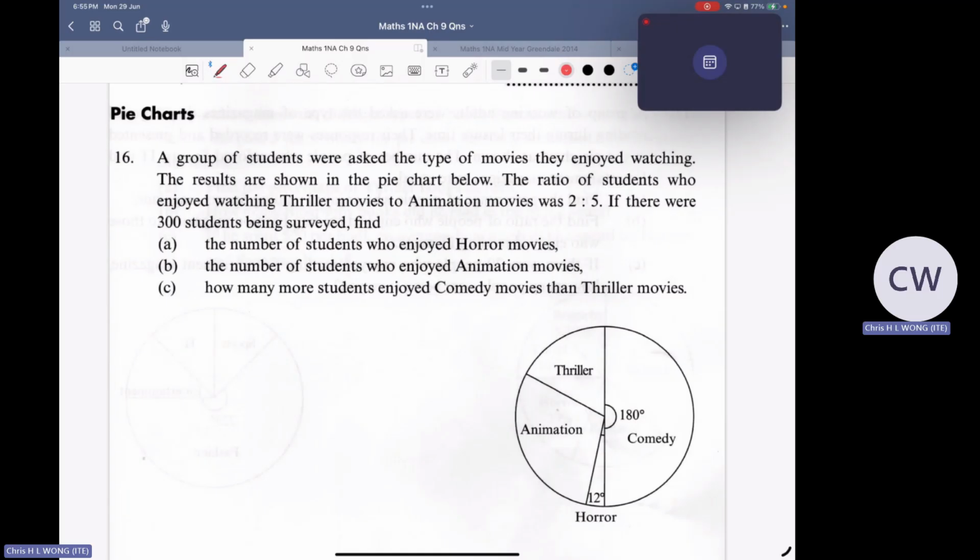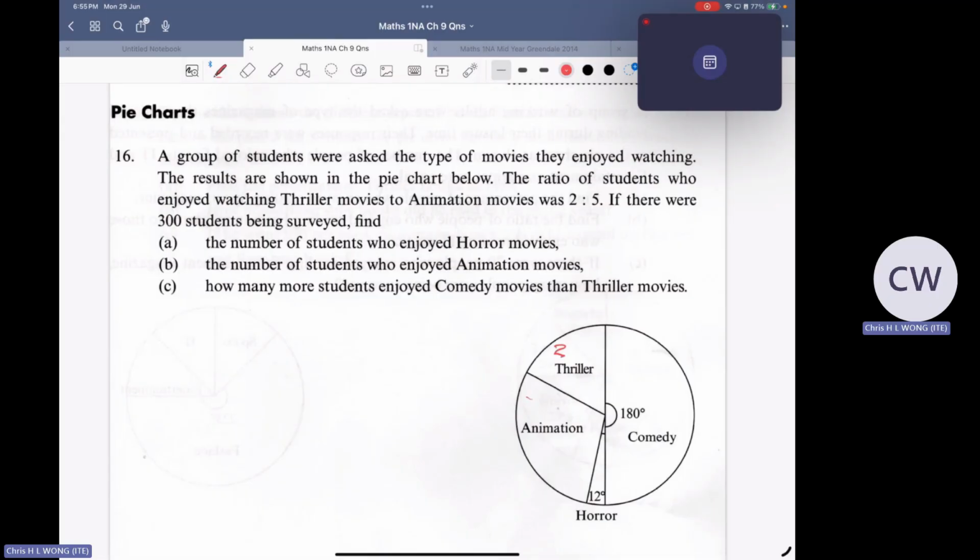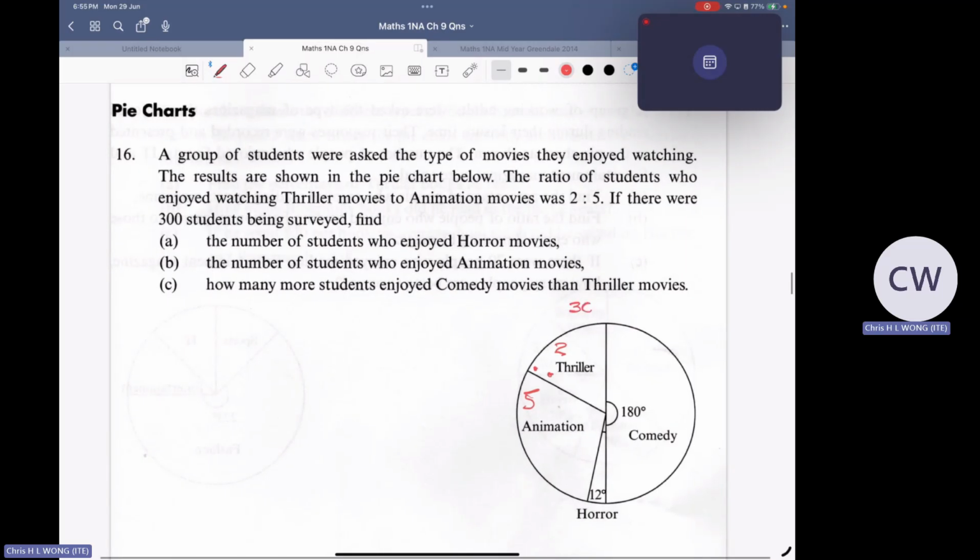First, the ratio of the students who enjoy watching thriller to animation is 2 is to 5. So I'll put here 2 is to 5. Okay, so this is the ratio, thriller to animation. So if there were 300 students being surveyed, the whole pie chart itself is 300 students. Some of the things you need to write down so you know what they are giving you. 300 students. Write it down so I know.